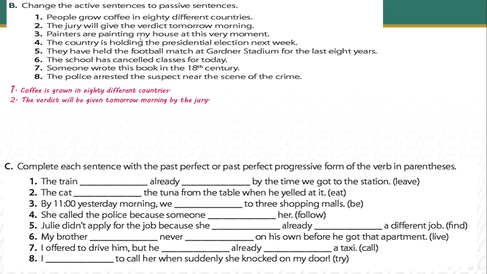Painters are painting my house at this very moment. The verb is are painting, and the object here is my house. It will be the subject. So my house is being painted. Yes, excellent. My house is being painted at this very moment.